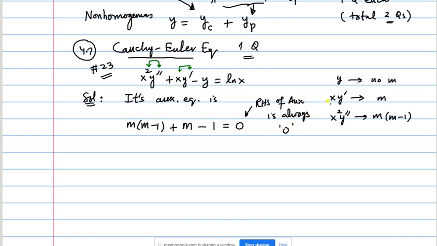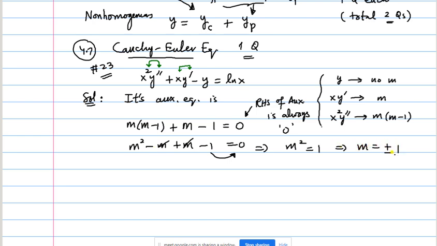I emphasize this because students still write the log of x on the right hand side. Now if you multiply this m inside, I will get m squared minus m plus m minus 1 equal to 0. So m and m cancel, so you get m squared equal to 1. From here you will get m equal to plus 1 and minus 1. So these are the roots of the equation, distinct real roots. So therefore, for the first solution, if the equation is homogeneous, if there is no log, if it is just 0 on the right hand side, then this is my final solution.